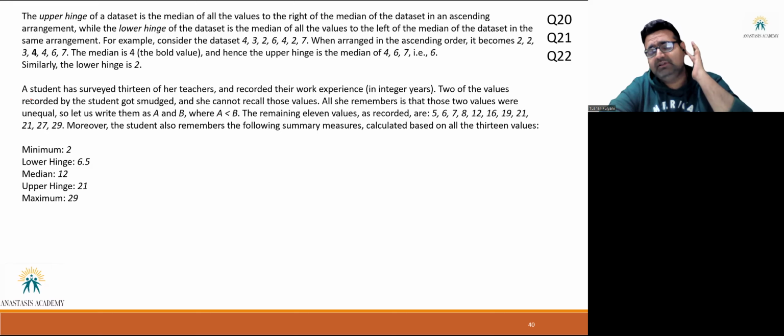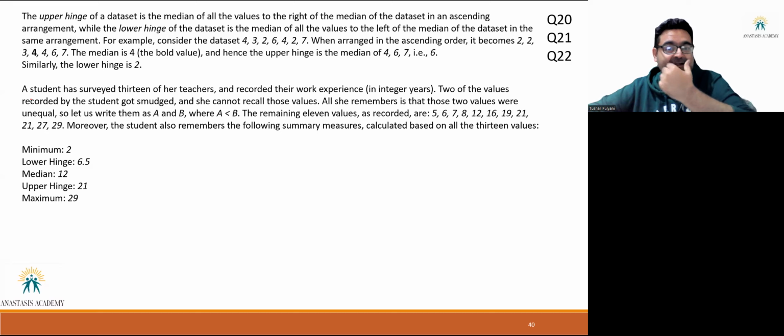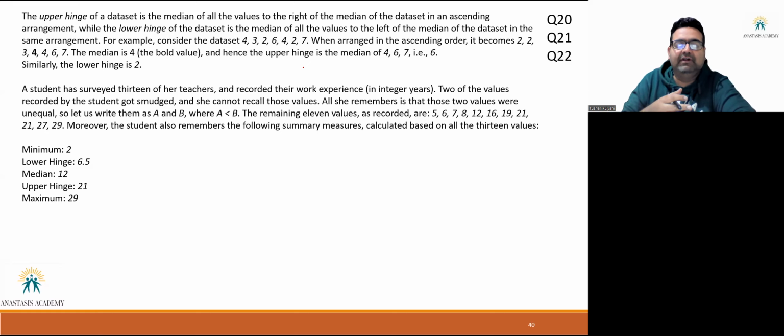Okay, let's talk about each of them one by one. For the first set, questions 20, 21, 22, this was the common data given. They've defined something which we don't usually do, the upper hinge. The upper hinge, they're saying, in a data set is the median of all values to the right of the median. So if I arrange my data in ascending order, upper hinge will be the median of the right values. Lower hinge is the median of the left values from the median. So there will be one median and some values on the left of it; their median will be called the lower hinge, and the median of the values on the right will be called the upper hinge. They even explained it with an example as well.